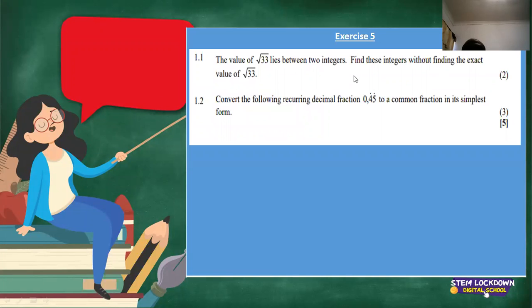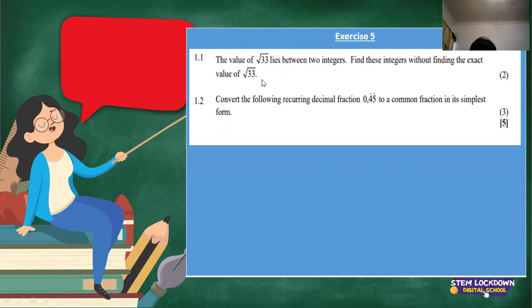Now the next exercise we're looking at is: the value of the square root of 33 lies between two integers. Find these two integers without finding the exact value of the square root of 33.